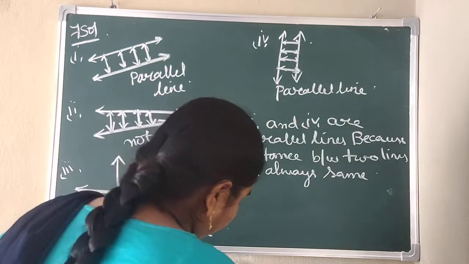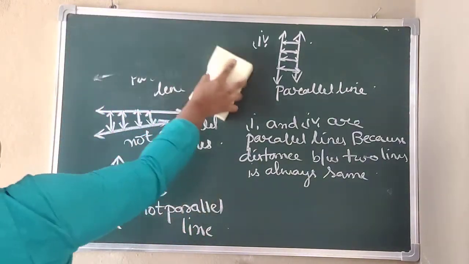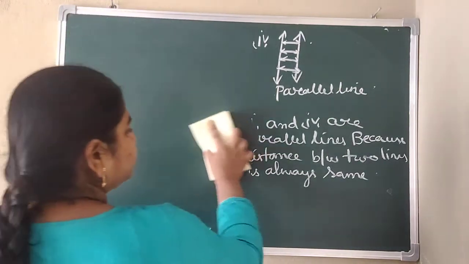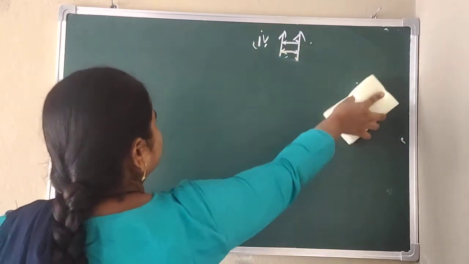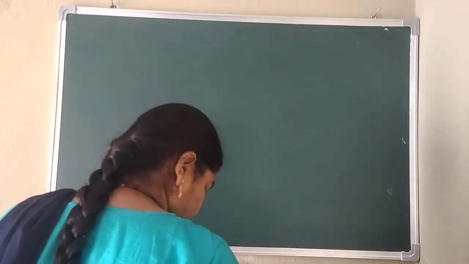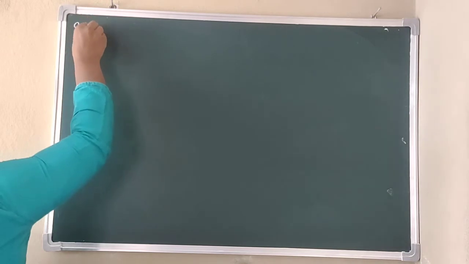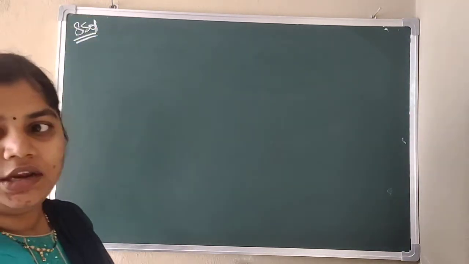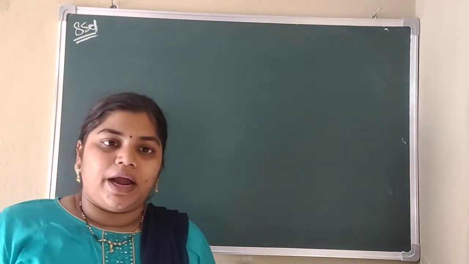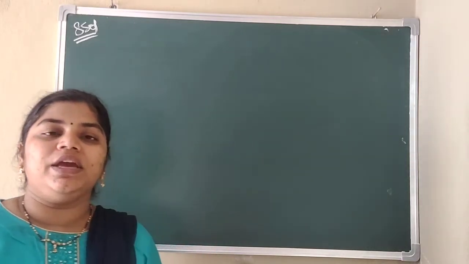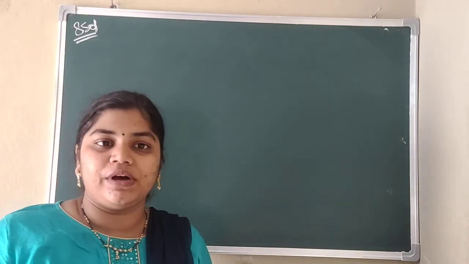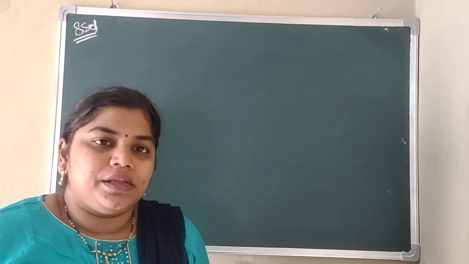And last bit, 8th question. So what is 8th one? Which of the following lines are intersecting lines? So now we have to identify which lines are intersecting lines here. So already I told you about intersecting lines. What do you mean by intersecting lines? If any two or more lines are attached at one point, are meeting at one point, we will call them as intersecting lines.